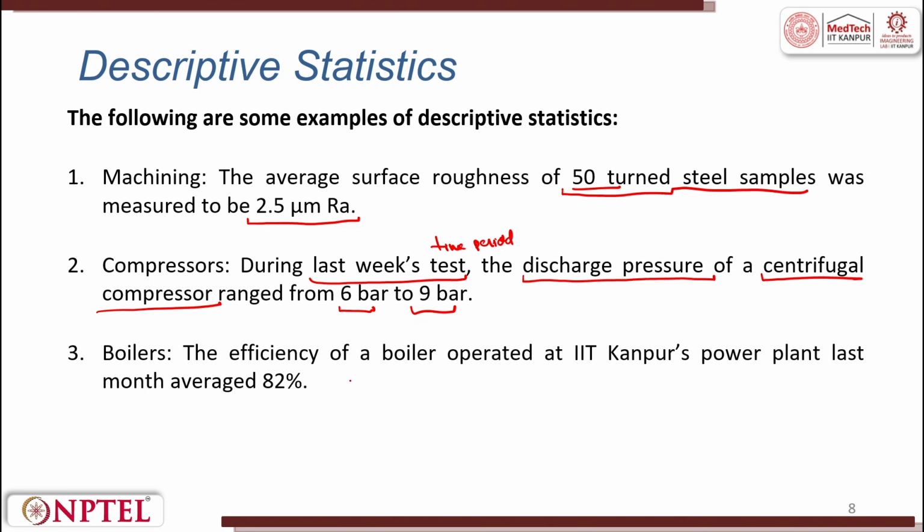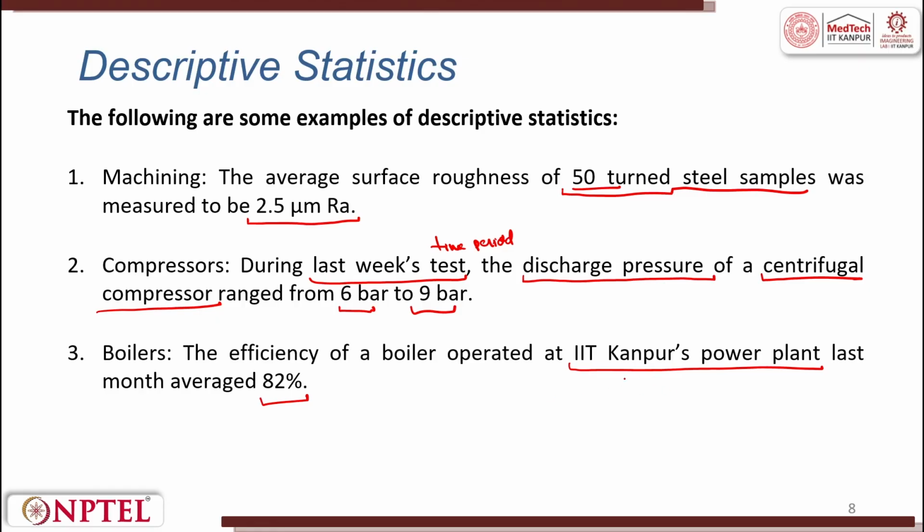Boilers: efficiency of a boiler operated at IIT Kanpur's power plant last month averaged 82%. Just beside IIT Kanpur, we have a small area called Panki, where the power plants are. The boiler efficiency of Panki that operated for IIT Kanpur monthly averaged at 82%. That is the boiler efficiency. This is a descriptive statement.